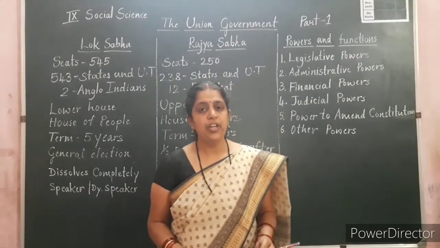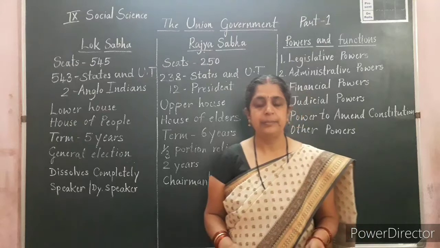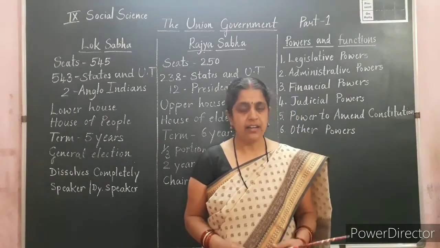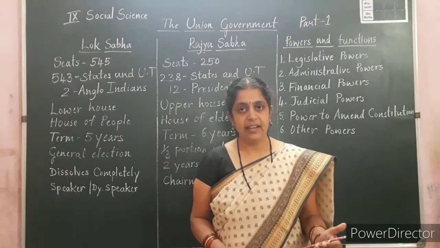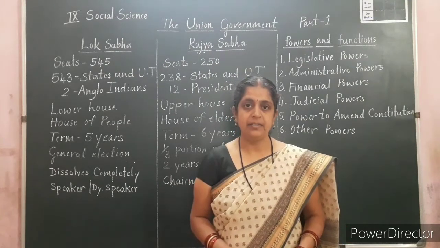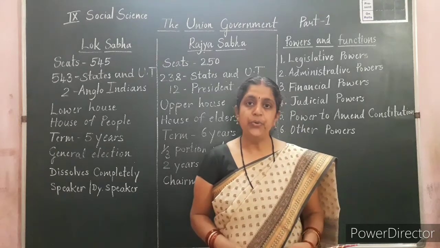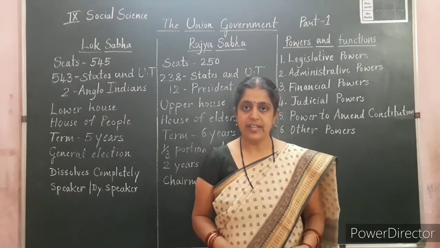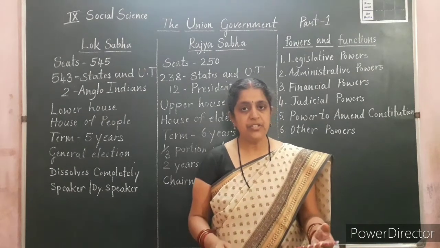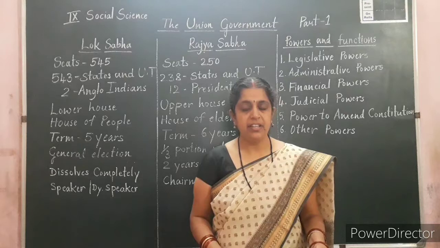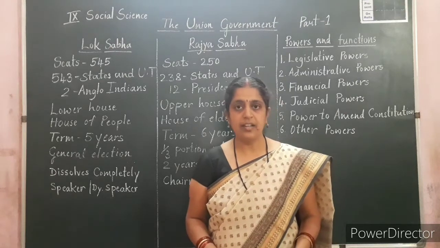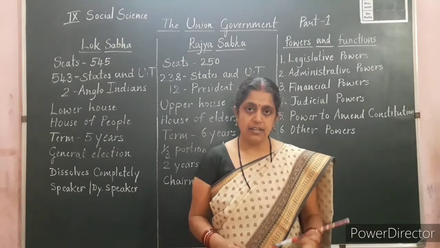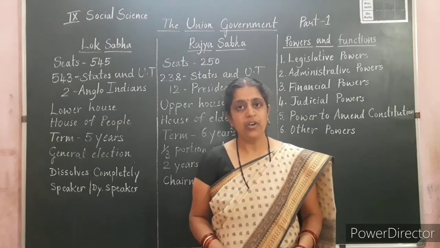Some countries follow a unitary form of government, in which one central government controls the entire nation. But India has a federal form of government, in which there is a union government at the center and state governments in the states. That's why administrative powers are shared between the central government and the state governments. Those powers are divided as central list, state list and concurrent list.